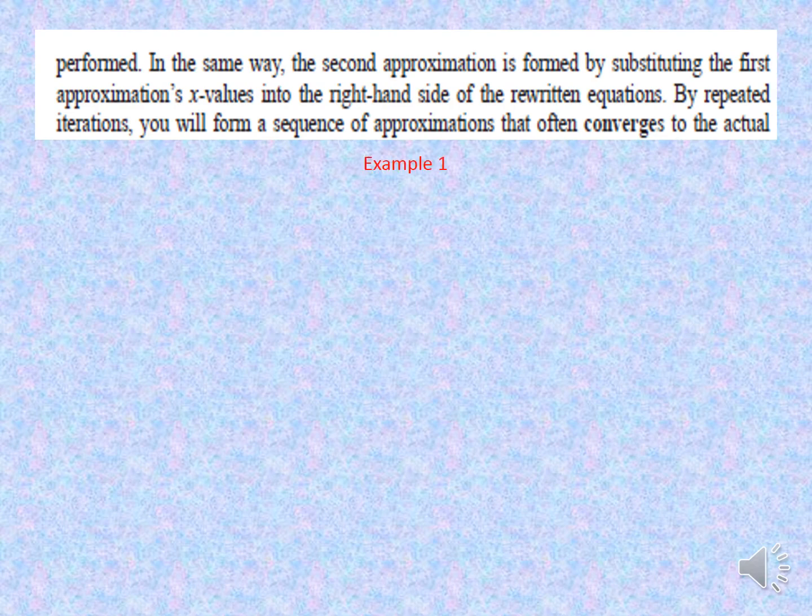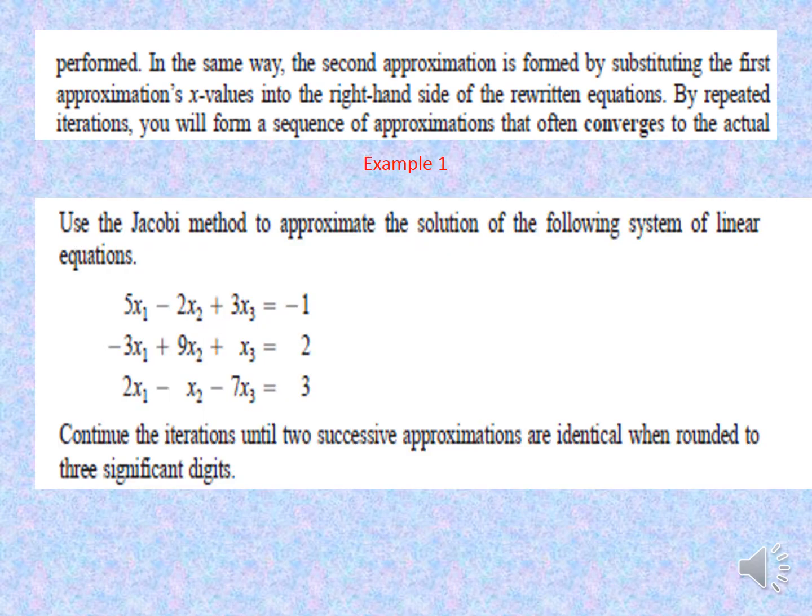So here we have one example. This is the given set of equations and we have to solve it by the Jacobi method, and we have to continue the iterations until two successive approximations are identical when rounded to 3 significant digits. So what will we do? From the first equation we will calculate x1, from the second equation we will calculate x2, and from the third we calculate x3.